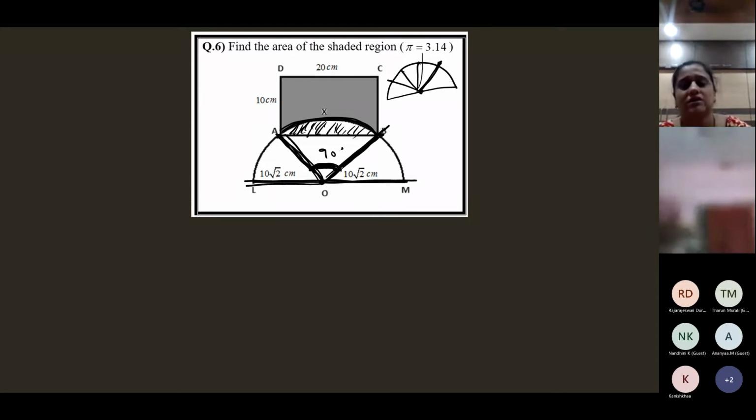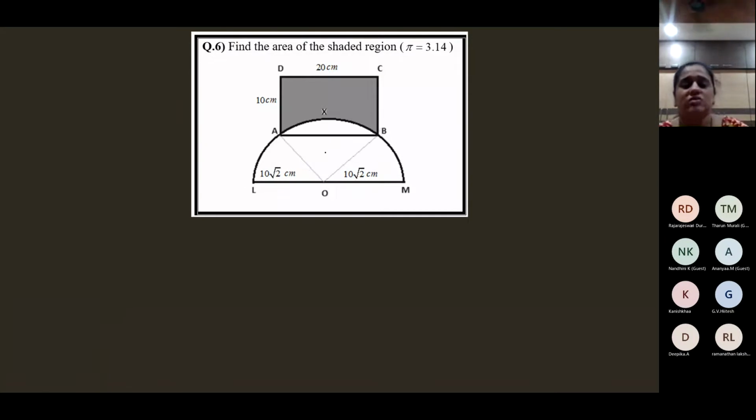Then the area of the triangle: it's a right triangle, so half base into height. This is the right angle. The legs are the base and height, not the hypotenuse. This is the hypotenuse. So you can find the area of the triangle. Subtract, and you'll get the area of the segment. Now from the area of the rectangle, if you take away the area of the segment, you will get the area of the shaded region.